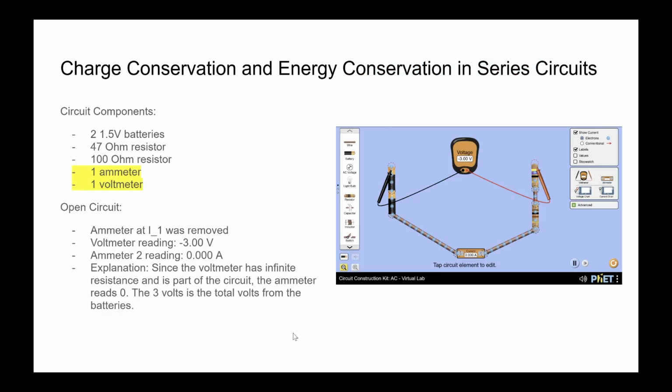For this next one, the circuit is open, and there's a voltmeter involved, and one of the ammeters was taken out. The ammeter at I1, the one up here, was removed. The voltmeter reading is -3 volts. The ammeter 2 reading is 0 amps. The explanation is that since the voltmeter has infinite resistance and is part of the circuit, the ammeter reads 0. The 3 volts is the total volts from the battery.